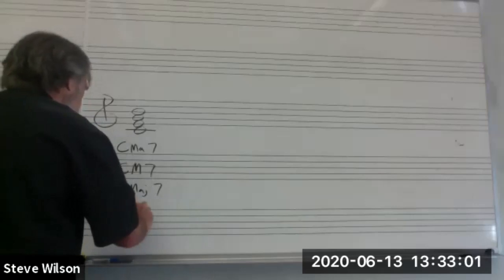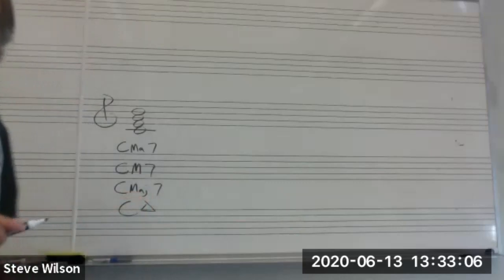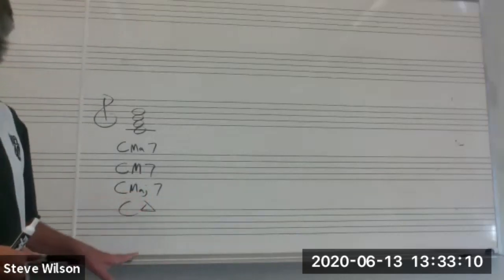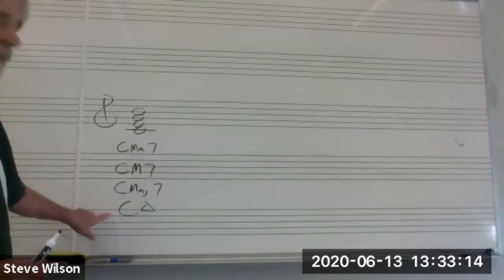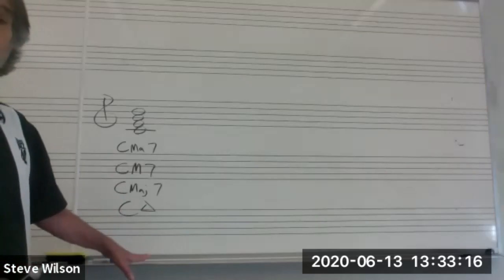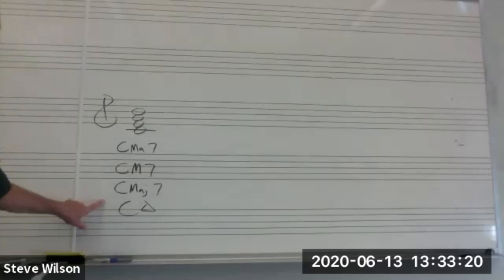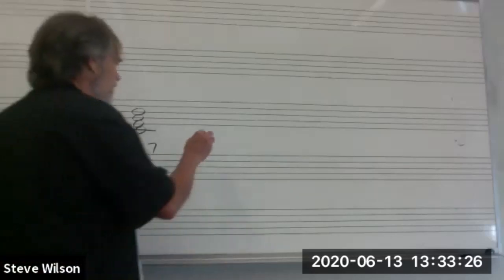Now this is one that in the past, back in the 1970s, people got into the idea of using a triangle to indicate a major 7th chord. You will see that from time to time. I don't recommend using this because not everyone recognizes it. But if you see a triangle, it refers to a major 7th chord. All right, so that is one of the 7th chords.